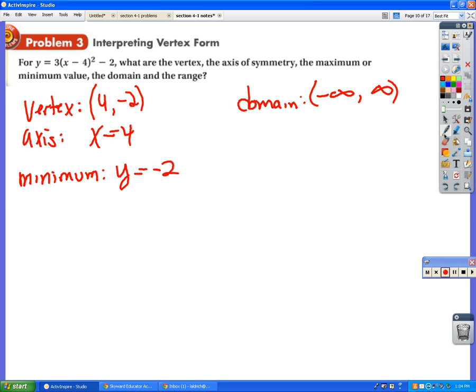Okay? The range is a little bit more interesting. The range is the y values. And so for this parabola here, if the minimum is -2, hopefully you understand that means that the range starts at -2. And then how far does it go? Infinity, forever. Okay? So the range is going to be -2 to infinity. If this had been a maximum instead, then it would be negative infinity up to that point. But since it was a minimum, that means we start there and then go up forever. All right?